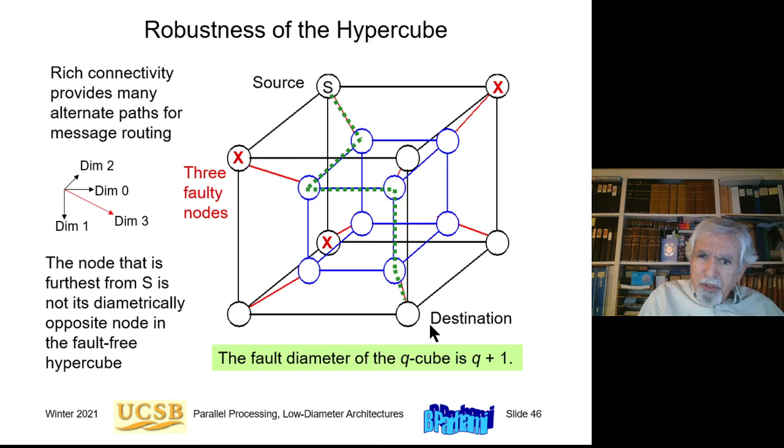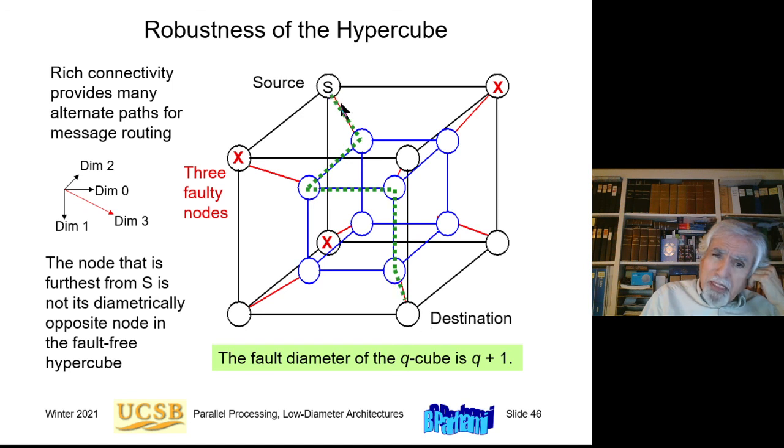So from source to this destination, I can take this path, 1, 2, 3, 4, 5 steps. Remember, in the original non-faulty hypercube, I could get from any node to any other node in no more than 4 steps. And in fact, I could get from this S to D in only 3 steps: 1, if this weren't faulty, 2, 3. Okay, it has been proven that when a q-dimensional hypercube has up to q minus 1 faulty nodes, its diameter in the worst case increases by 1.